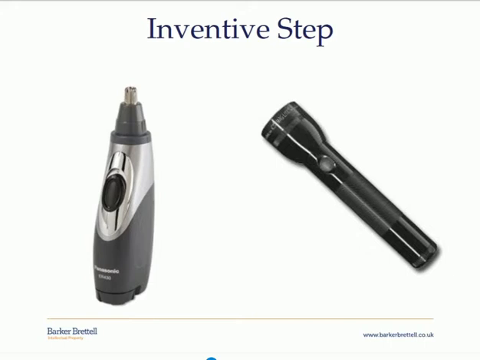No. Unless you somehow got the torch specifically angled to help you trim your nasal hair, you're not going to be able to get a patent for that because you're just sticking two things together. There's no particular advantage. You're not providing anything new that people wouldn't have known before.